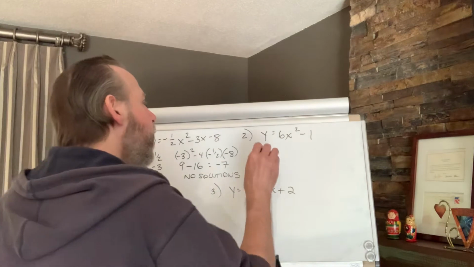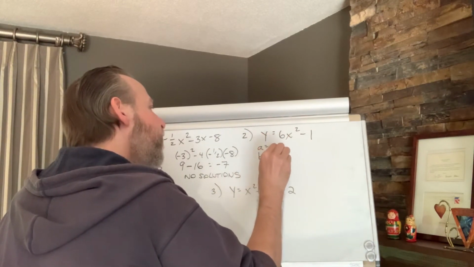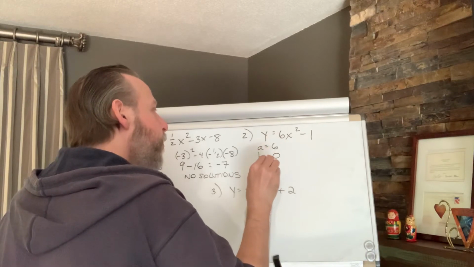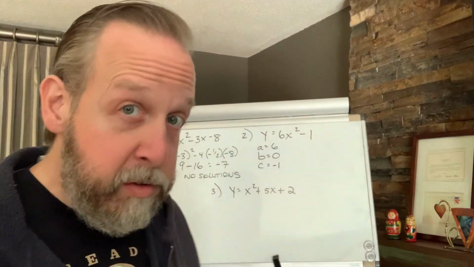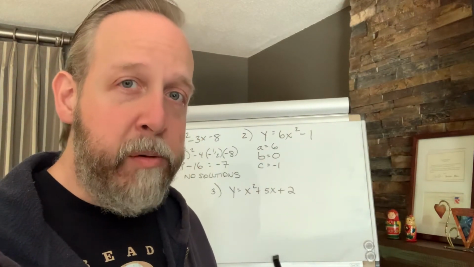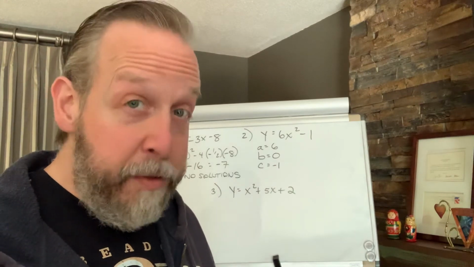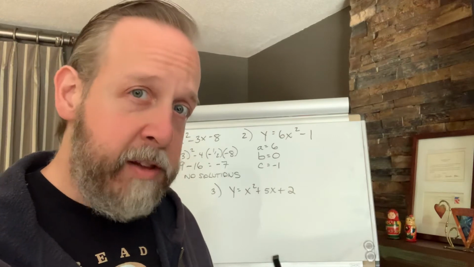Number 2, A is the number 6, B is missing, so it's a 0, and C is negative 1. Quick question, how do you know it's the B that's missing and not the C? Because the B value is the coefficient of x, and there is no x term up there. There's an x squared, but that's the A value.